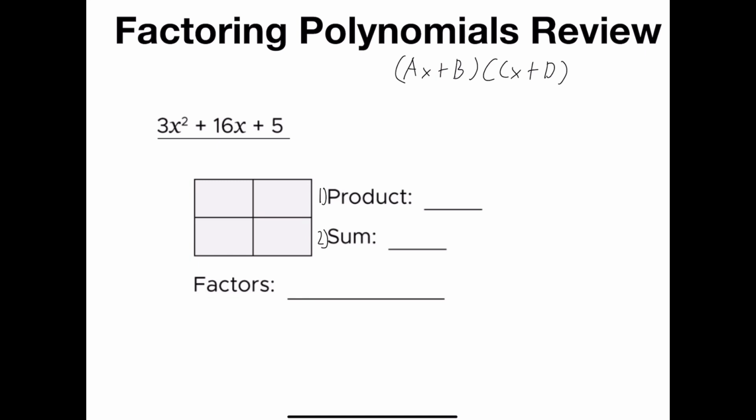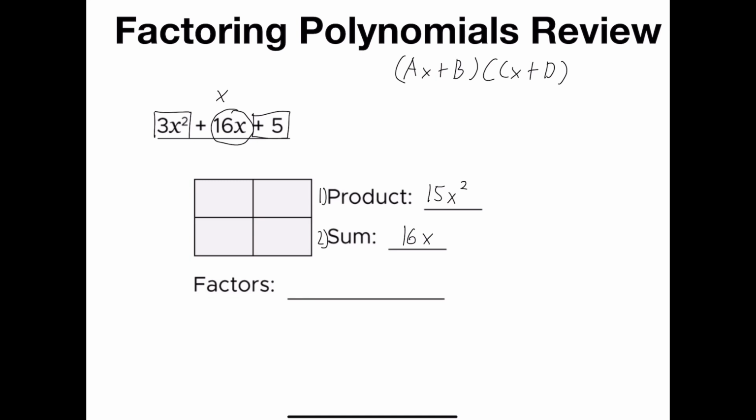To find what product we're going to factor from, we want to take our first term and multiply that by our last term. So we have 3x squared times 5. So 3 times 5 is 15. Then we just keep the x squared. And we want the factors from that product to have a sum of our middle term, 16x.